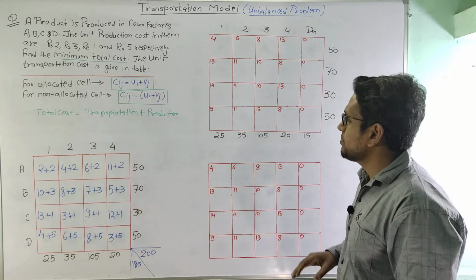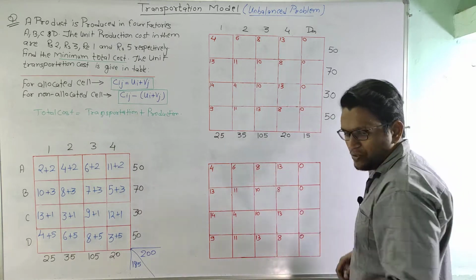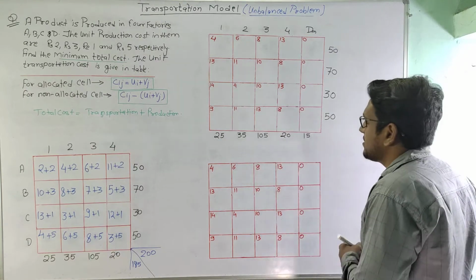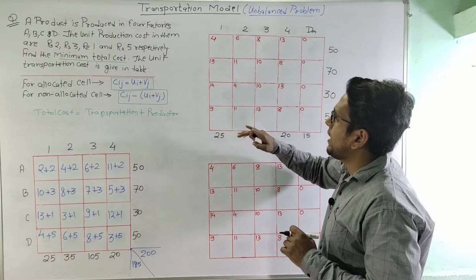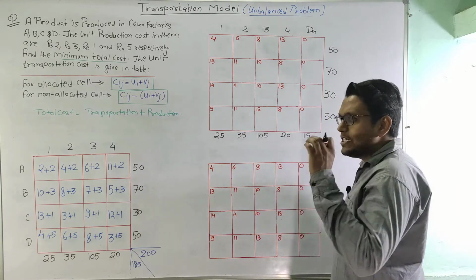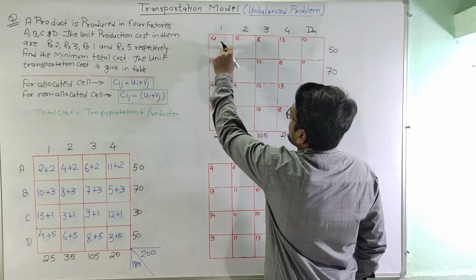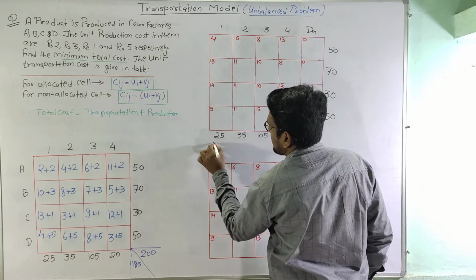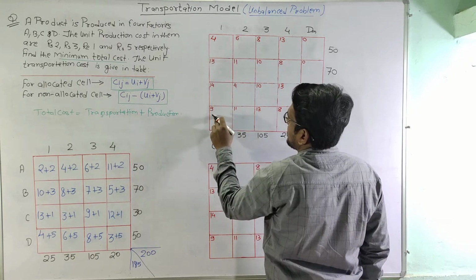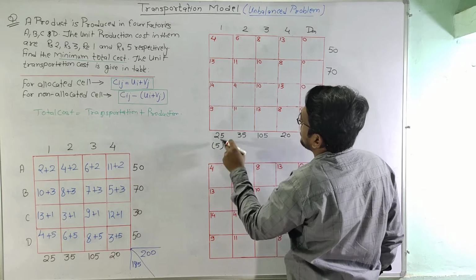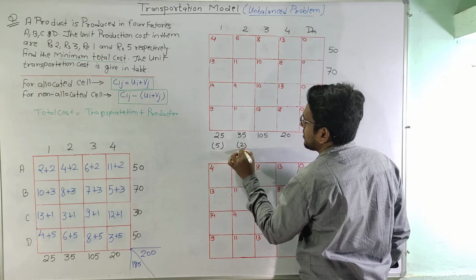So in Vogel's approximation method, we know that we need to have penalties, which is the difference between the lowest value and the second lowest value for each column and each row. So we will start from here. Lowest value is 4, second lowest is 5, and the difference is 5. Lowest is 4, second lowest is 9, and difference is 4. Similarly here, lowest is 4, second lowest is 6, difference is 2.